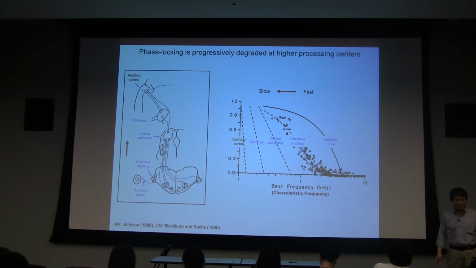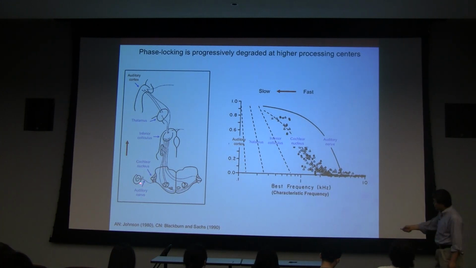This is data from cats, probably similar to humans. It's about 4 kilohertz where you completely lose phase locking. It's best up to about 1 kilohertz and then begins to drop down. This is what we already talked about. Now let's look at the next one.